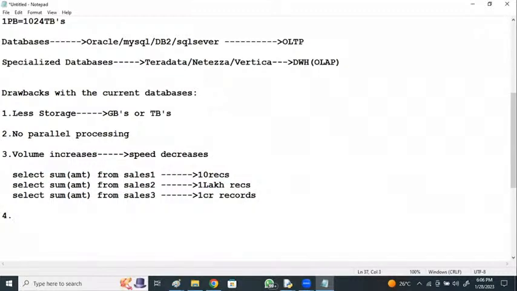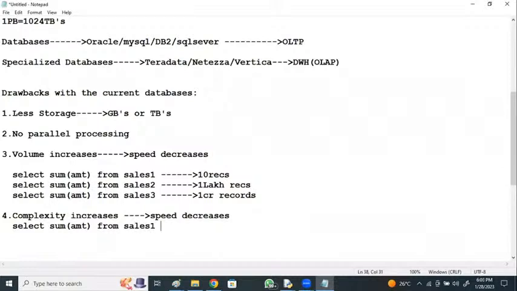And complexity increases. If complexity increases, speed decreases. For example, select sum of amount from sales one. Assume you got 1 lakh records. Next, select average amount from sales one, right? Yes.